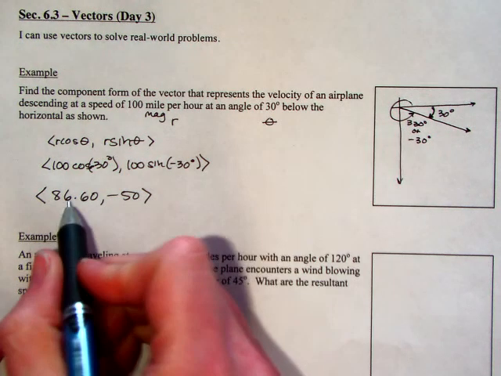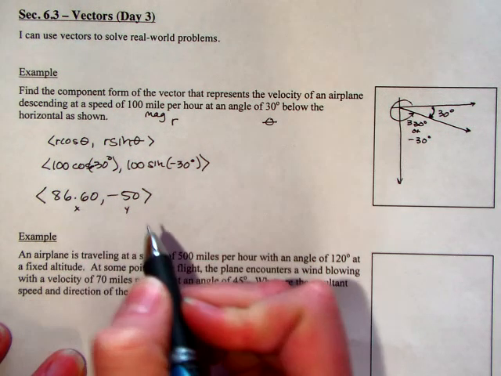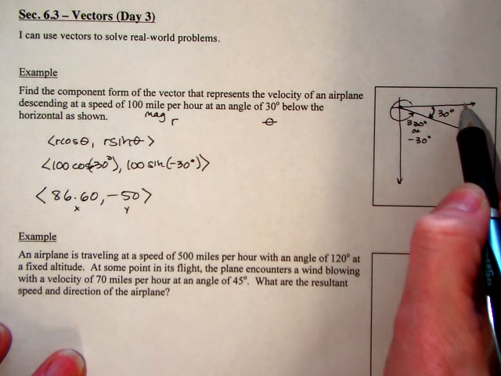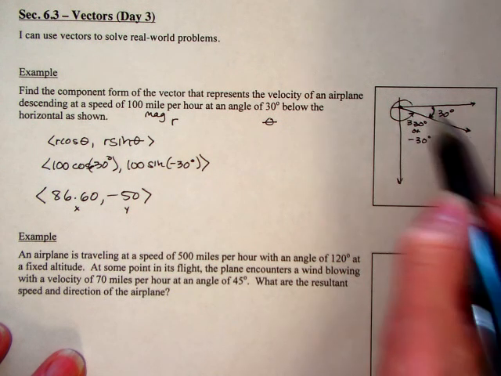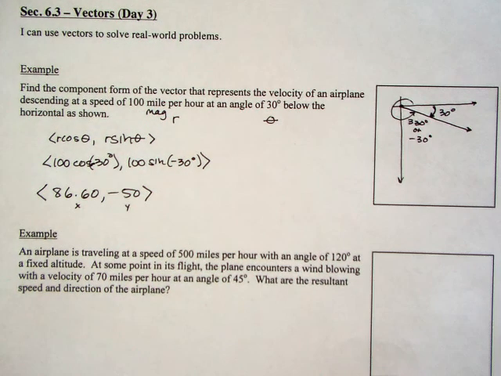And so I'm just going to make sure that this matches my picture. This is kind of the X and the Y movement. So does it make sense that from the origin my plane went over 86 and then down 50? And that does at least match my picture. I'm going a positive move and then a negative move. So using that same idea, we're going to move into this second problem here.